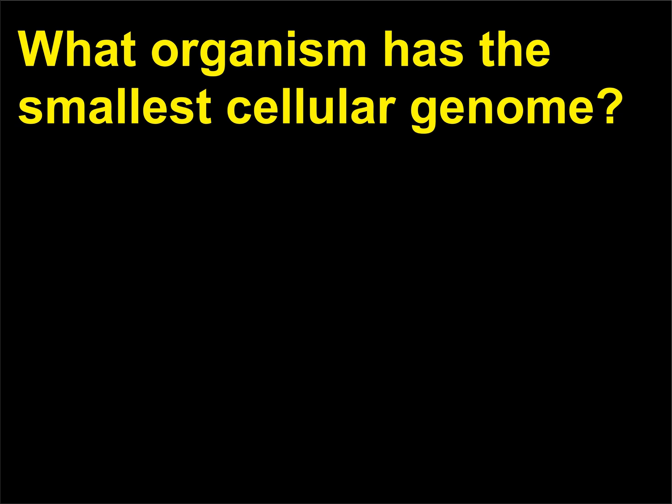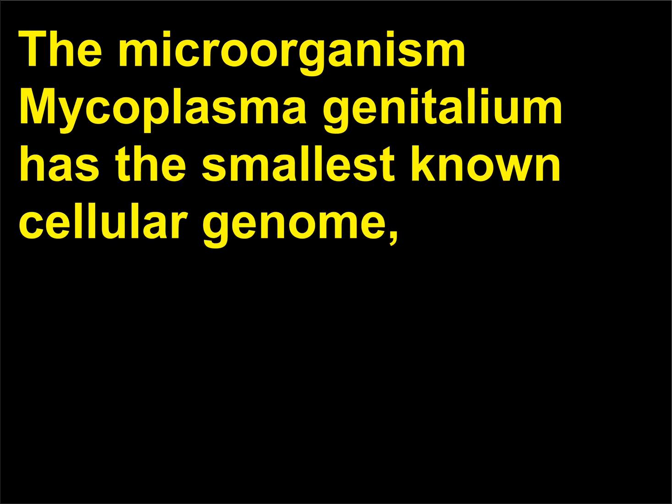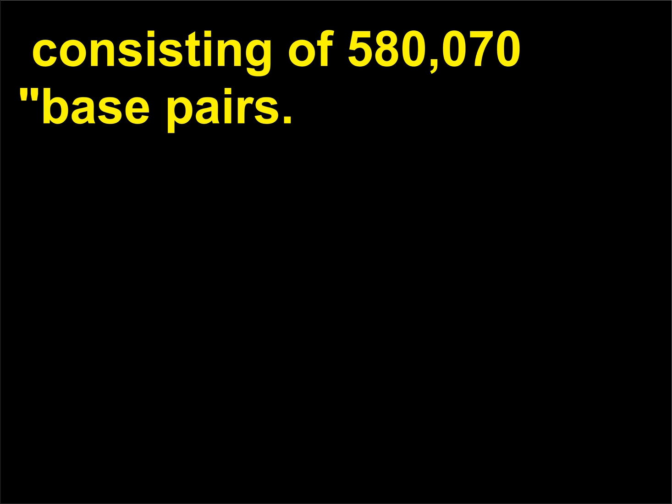What organism has the smallest cellular genome? The microorganism Mycoplasma genitalium has the smallest known cellular genome, consisting of 580,070 base pairs.